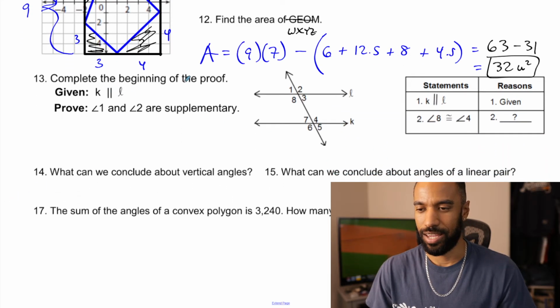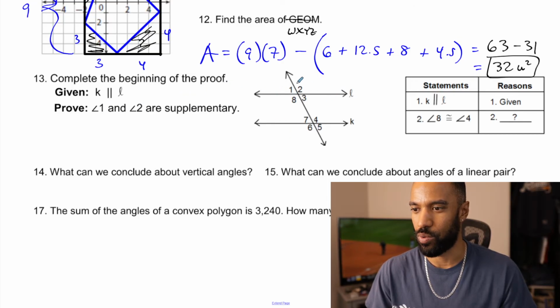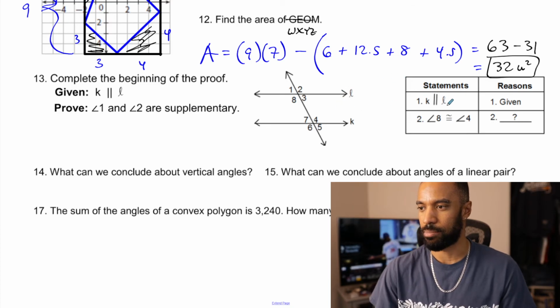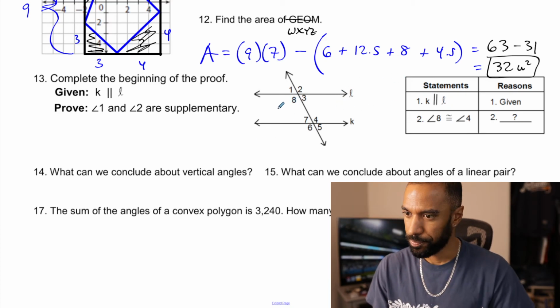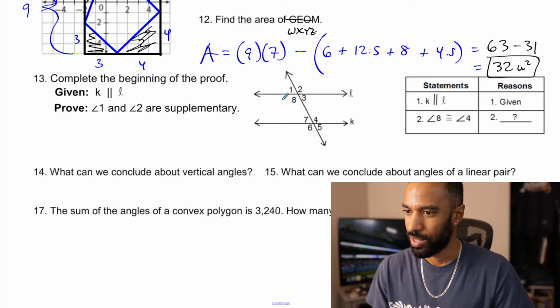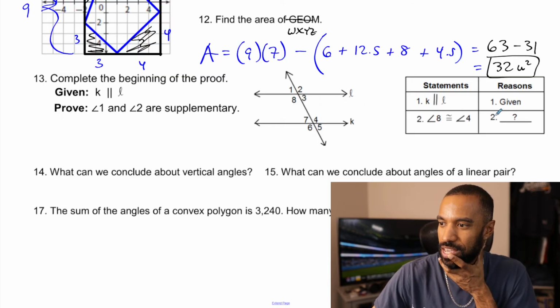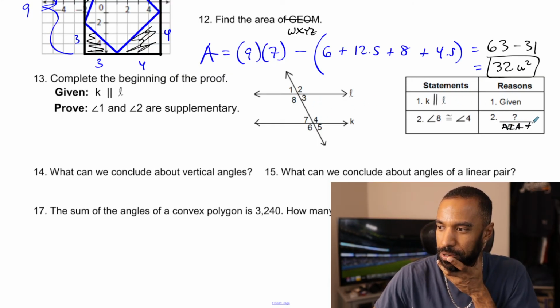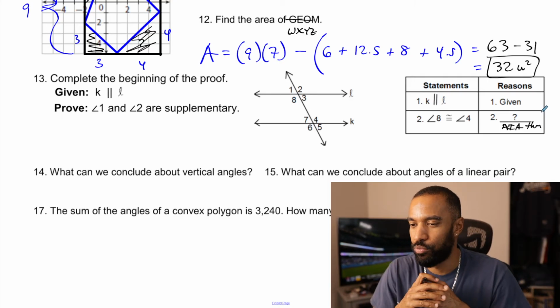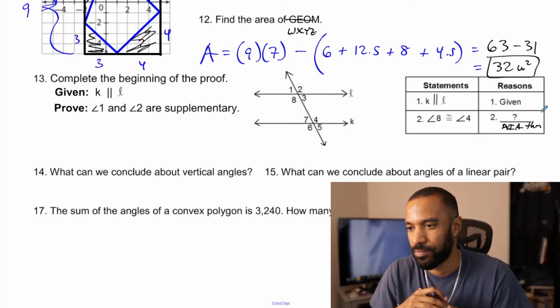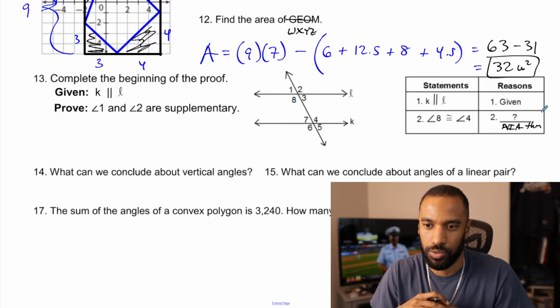Given line K is parallel to line L, prove angles 1 and 2 are supplementary. I don't know what they're going on about. Maybe we're missing some steps. I don't know what they want me to do here because they have these right here. K is parallel to L given, angle 8 is congruent to angle 4 because alternate interior angle theorem, I guess. Prove 1 and 2 are supplementary. I don't know what they want me to do.